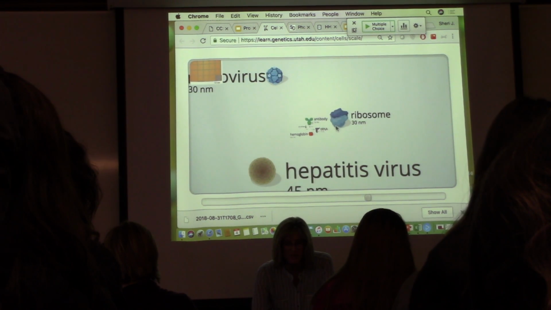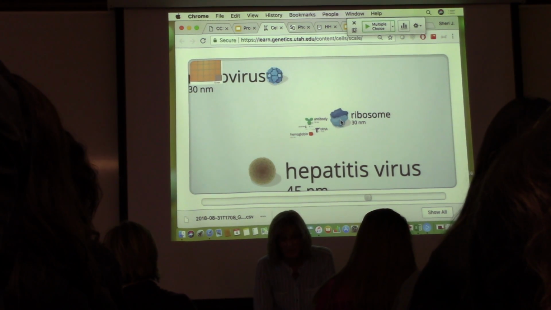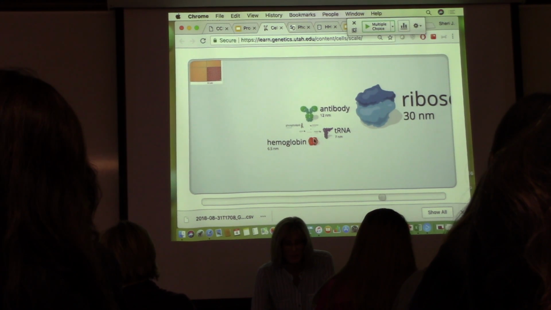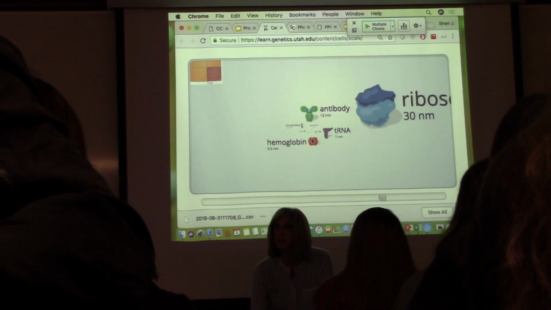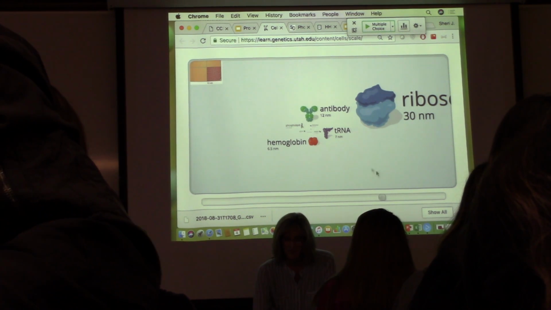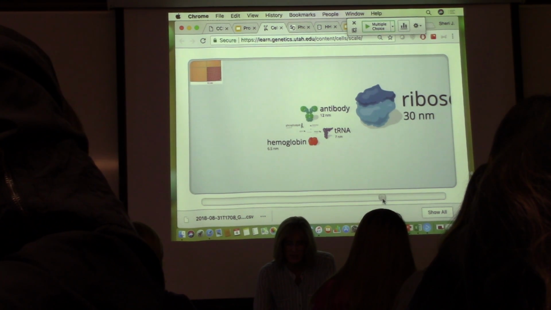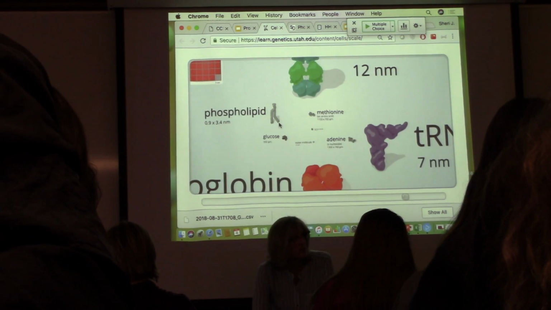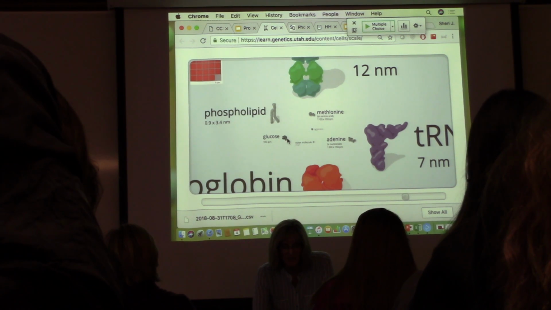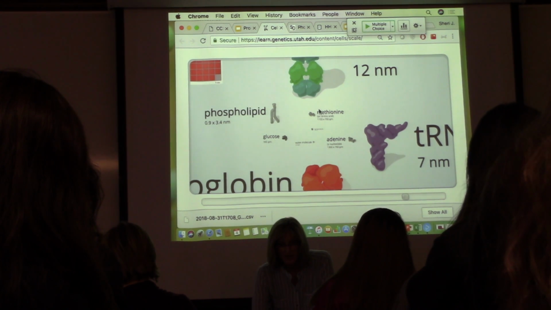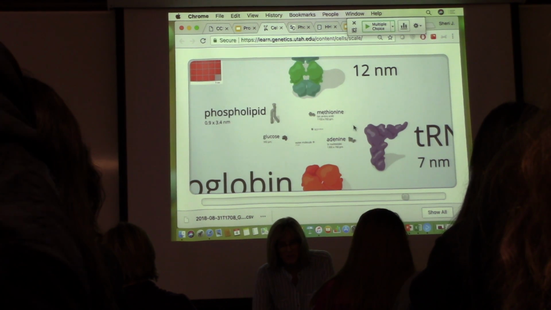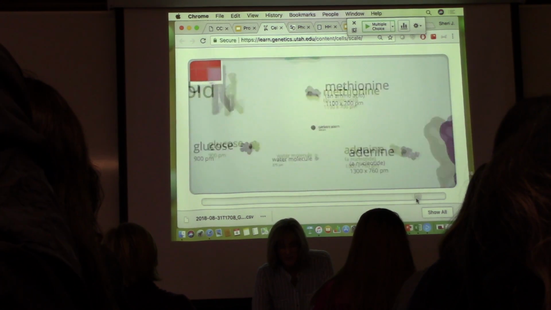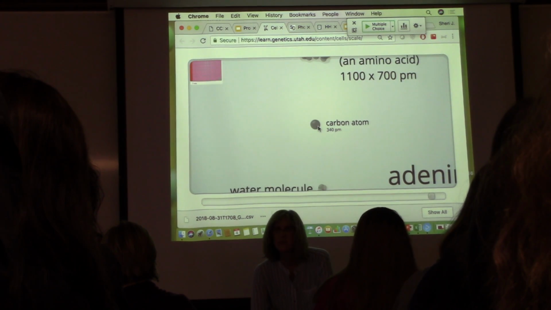So there's a ribosome. Remember we said ribosomal RNA is part of that structure. It's not all of it. There's a lot of protein there too. And then here's a transfer RNA. Here's a hemoglobin, just the protein. Remember the 4 subunits that form that quaternary structure? There's an antibody. That's another type of protein in the immune system. Here we go. There's a phospholipid, one tiny phospholipid that makes up cell membranes. And there's a molecule of glucose. There's a molecule of methionine, which is one of the 20 amino acids. Adenine is a part of the DNA or nucleic acid. And there is a single carbon atom. Did you all get that one right?